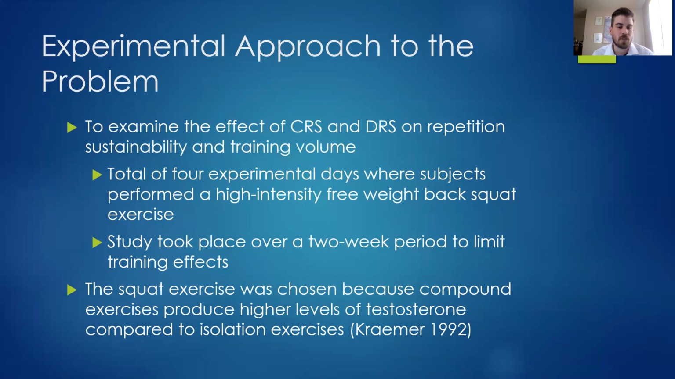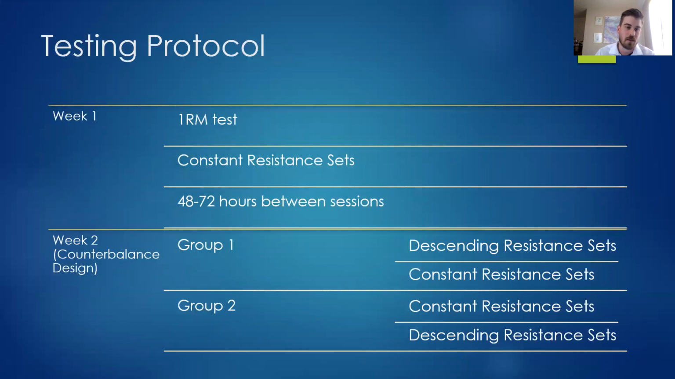So there was a total of 4 experimental days where subjects performed a high-intensity free weight back squat exercise, and the study took place over a 2-week period to limit training effects. The squat exercise was chosen because compound exercises produce higher levels of testosterone compared to isolation exercises. So here's the testing protocol over 2 weeks. So the first week, we used a 1RM test and then a constant resistance sets test with 48 to 72 hours between all sessions.